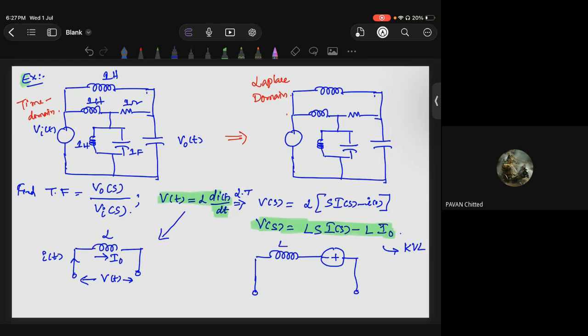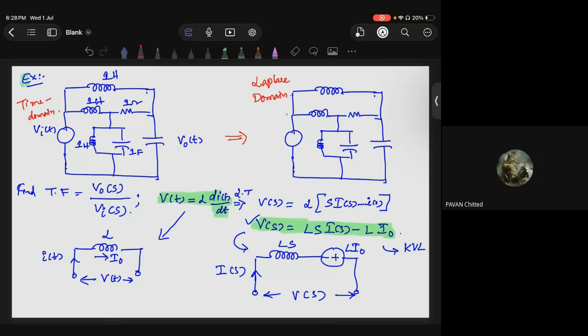Okay. So I'll write this one as LS. L I naught. So this is the I of S and this is V of S. Can you check whether this circuit is satisfying? If I write KVL for this circuit, will I get this one or not? Yes. Okay.